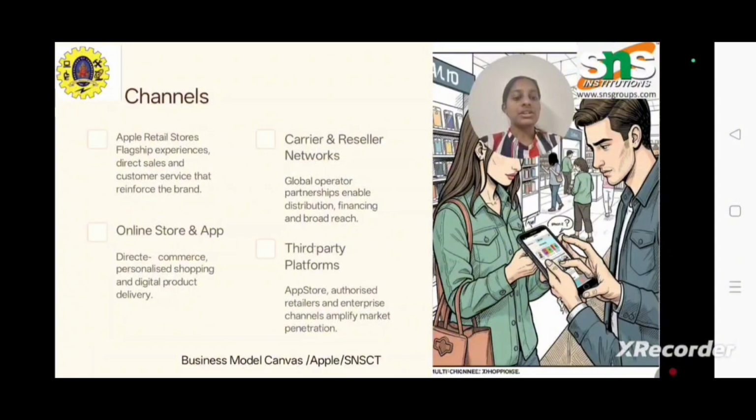Channels. Apple reaches its customers through multiple channels. It sells products directly through the Apple online store and Apple retail stores, providing a premium shopping experience. It also partners with mobile carriers, authorized resellers, and third party retailers to expand its reach. Digital channels such as the App Store, iCloud, and Apple Music help Apple deliver software, apps, and subscription services to millions of users globally. Thank you.